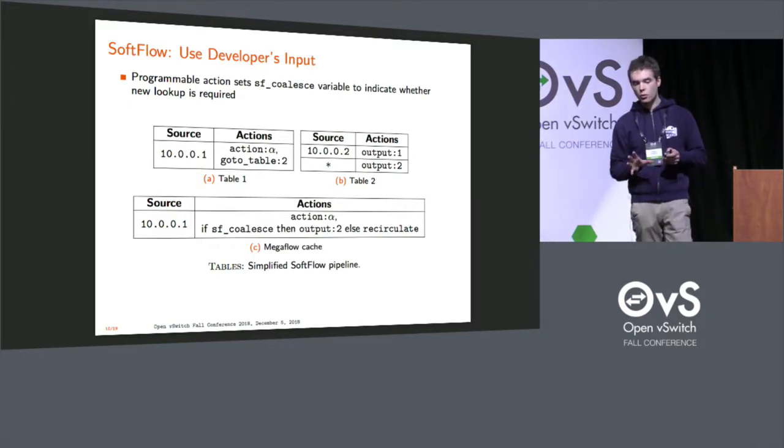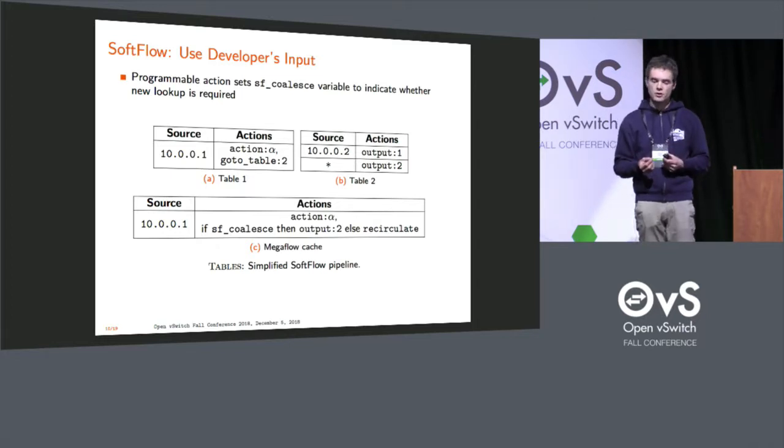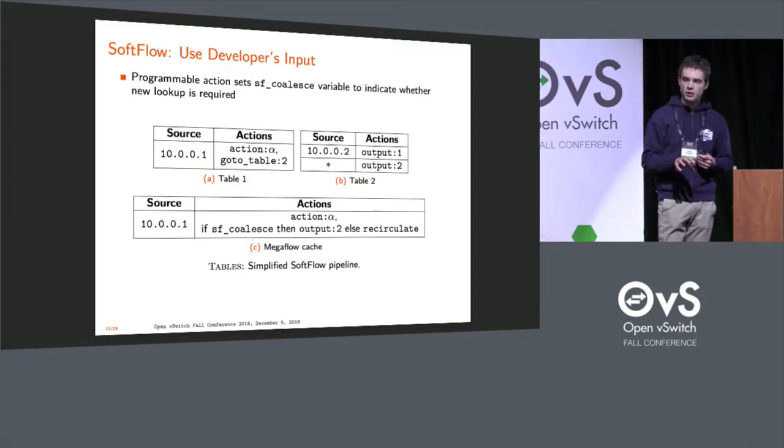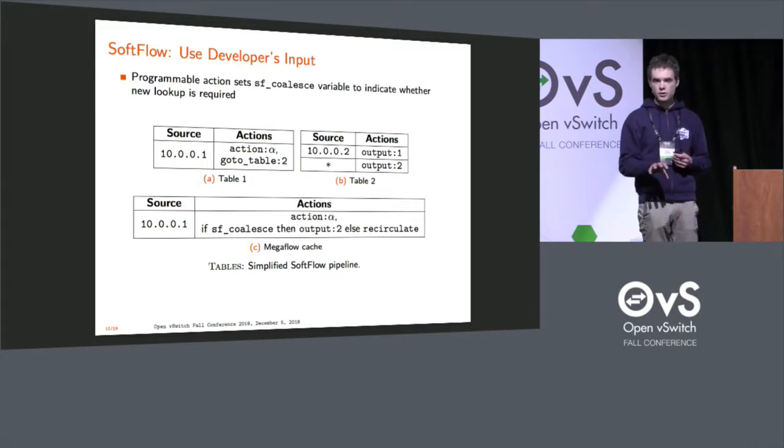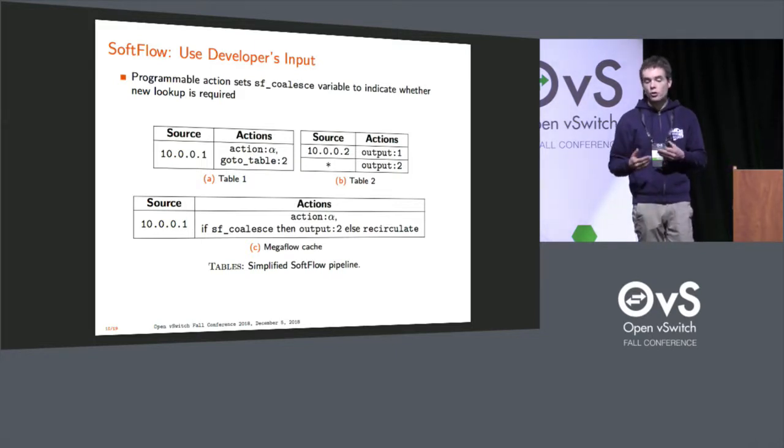So this works well, but the issue is the developer of the action has to know a lot about whether or not it should recirculate packets. That's not always obvious, because whether you should recirculate the packet does not only depend on what your action is doing, but also on what other rules you have in your tables.